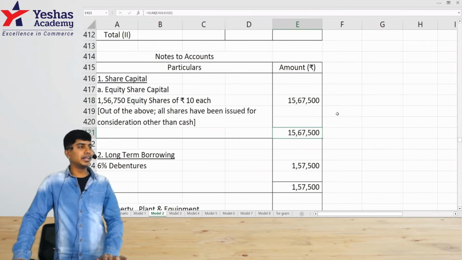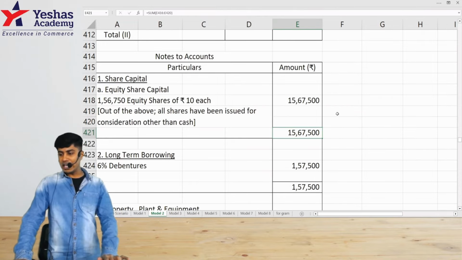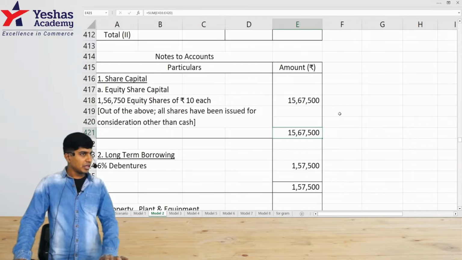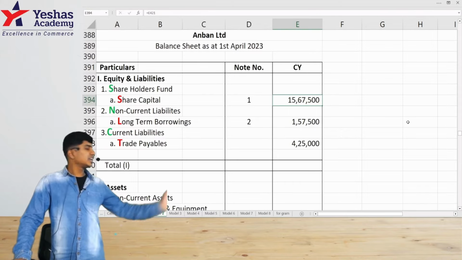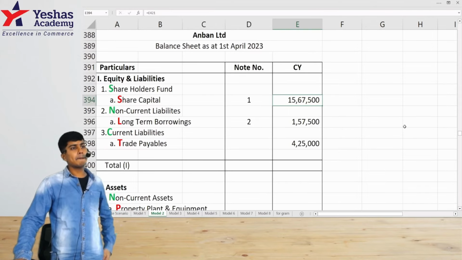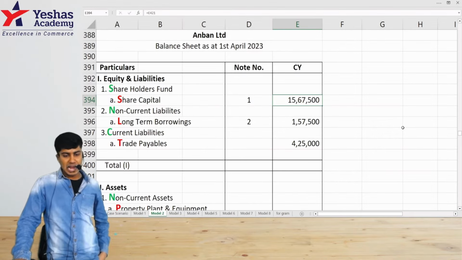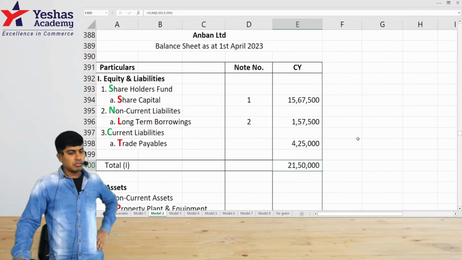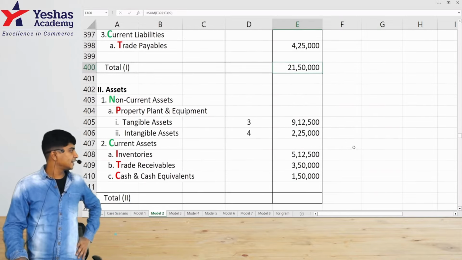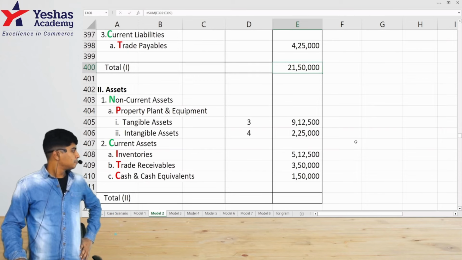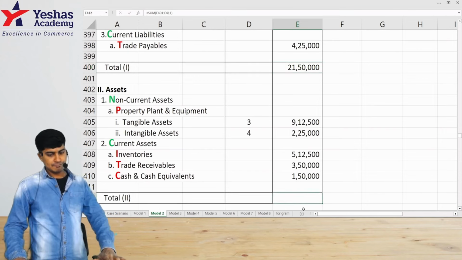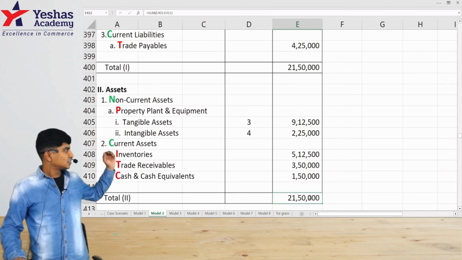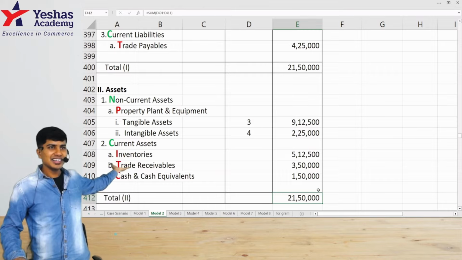Don't forget to make the disclosure. I would write 15,67,500 in my share capital in the balance sheet. Now take the total, 21 lakh, liability side, asset side, 21 lakh. Ta-da!